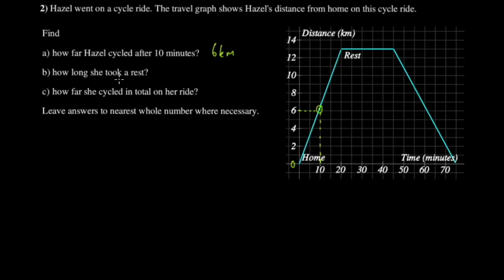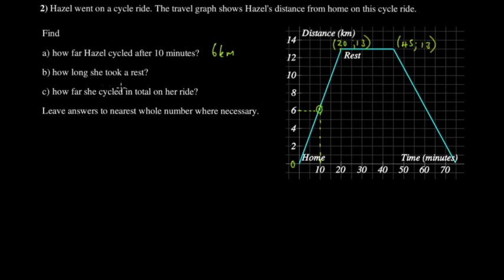How long she took a rest. Okay, so from here to here, that's when she was at rest. Remember, for a distance time graph, a flat line means that somebody is at rest. It means that the distance is not changing, so they must be resting somehow. Okay, so to get this rest here, if you want, you can even mark it. So this one will be 20, and this one will be 45, and that one will be 13.